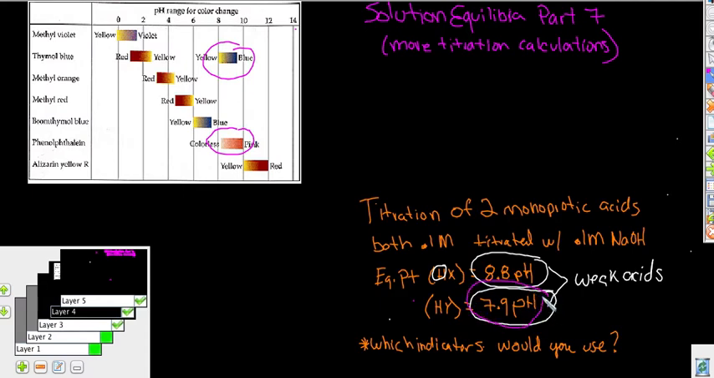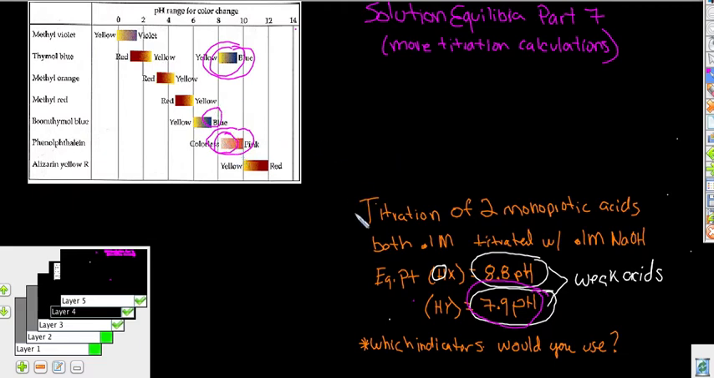For the 7.9, you'd probably be able to get away with both of these, and you might even be able to get away with that one. So you could actually use any of the three for the 7.9. This one would probably be the best because it actually touches that line, but this would give you the lower end and this would give you the upper end of it, so that'd be good.